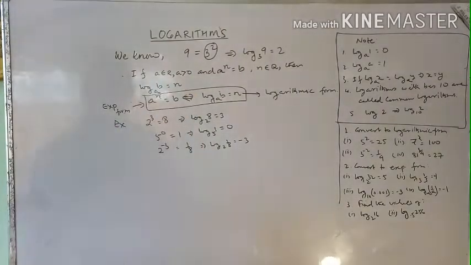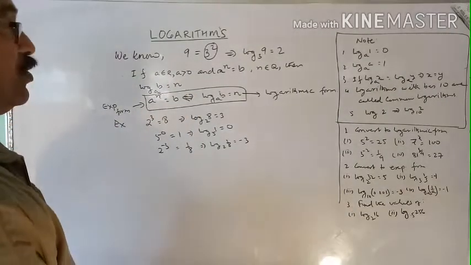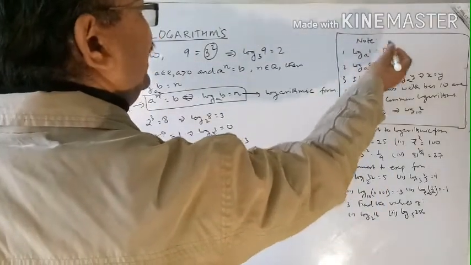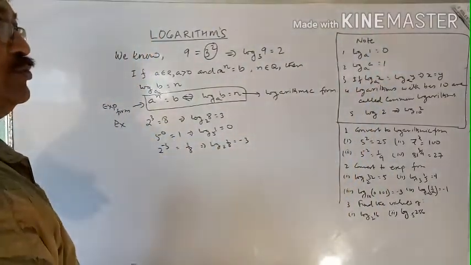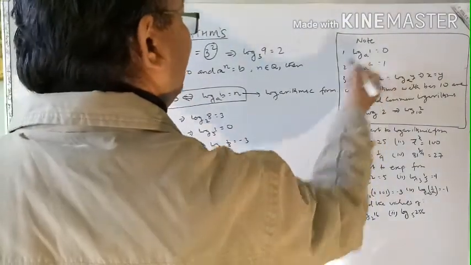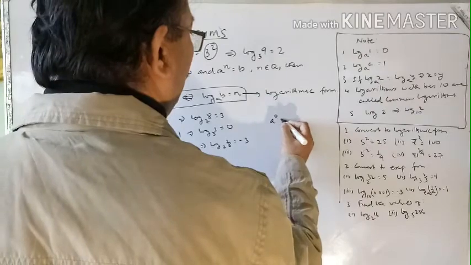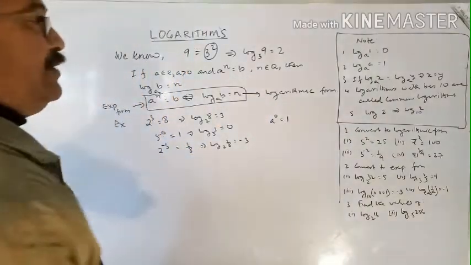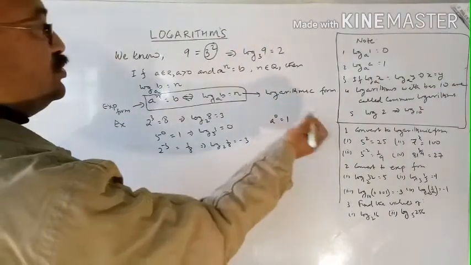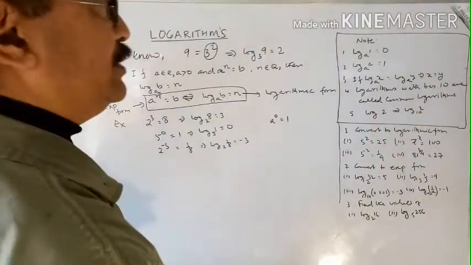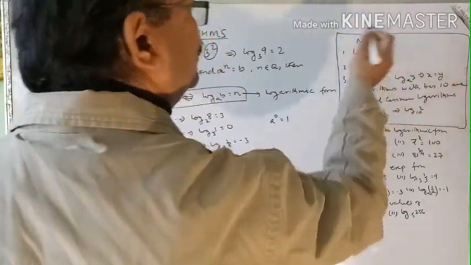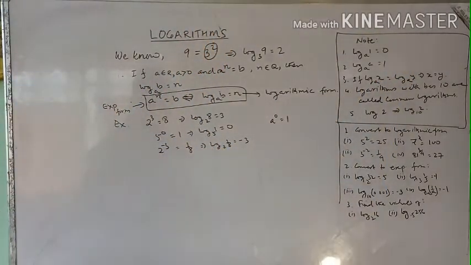Now remember some properties here of logarithm. Log of 1 to the base a is equal to 0, because a to the power 0 is always 1, no matter what a is. 2 to the power 0 is also 1, 3 to the power 0 is also 1, 5 to the power 0 is also 1. So logarithm of 1 to any base a is always 0.